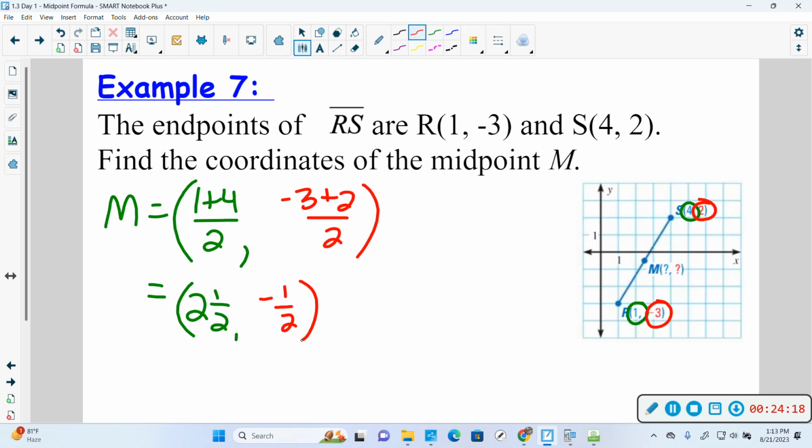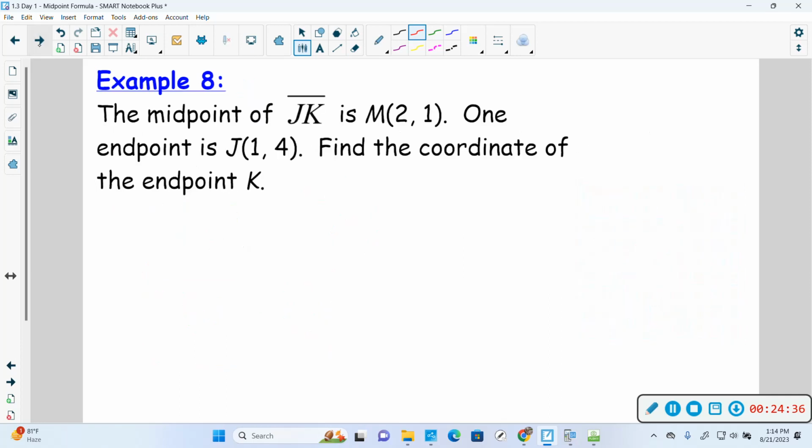Now this one's nice because they give you the picture to look at. They don't always give you the picture. But I'm like, oh yeah, 2.5, negative a half. That's right where that middle point is. That's what you're calculating. I just need the coordinates. And again, you're probably just going to do most of this in your heads, which is fine.